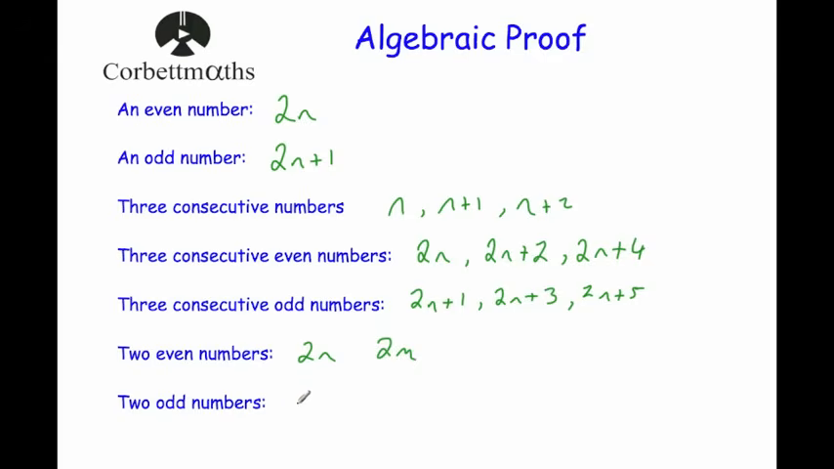And two odd numbers, well again, 2n plus 1 would be an odd number. So 2m plus 1 would just be another odd number. And there we go. So here we've got some very common terms that you will see in algebraic proof questions, and this is how we would represent them. Okay, let's have a look at a question similar that would use these.